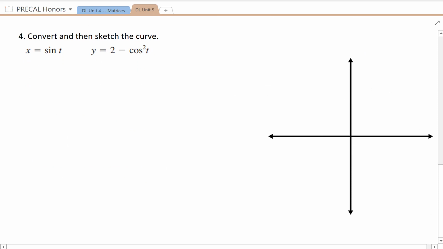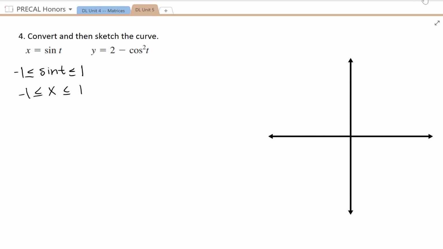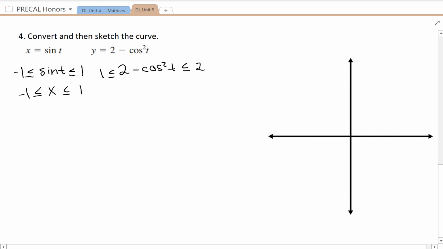And our last one, convert and then sketch the curve. Okay, let's talk about our restrictions. We have the same ones for x as above. Then I used Desmos to graph this function for y, and the restrictions for this function: the amplitude is like 1/2, and it only goes between 1 and 2. So the restrictions for our y value would be between 1 and 2.